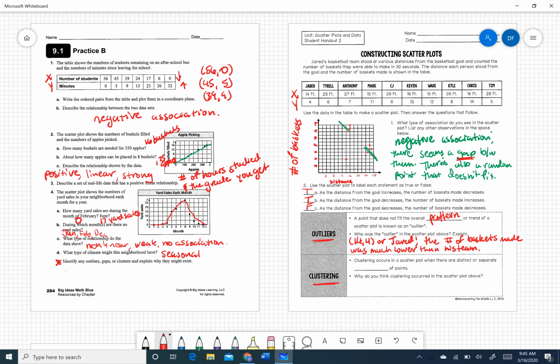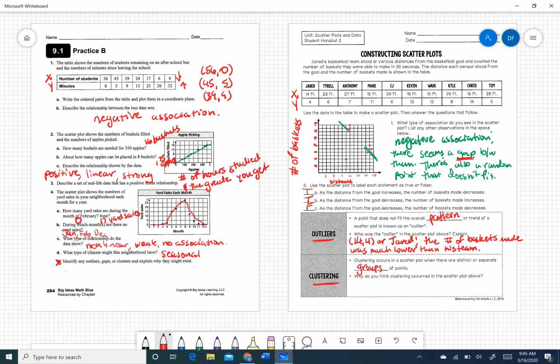and so clustering occurs in a scatter plot when there is a distinct or separate group of points, right? When there are distinct or separate groups of points. Okay, and so why do you think clustering occurred in the scatter plot above? If we look, I know I kind of covered it up by the line that I made before, but we have a cluster here, and then a cluster up here, right?